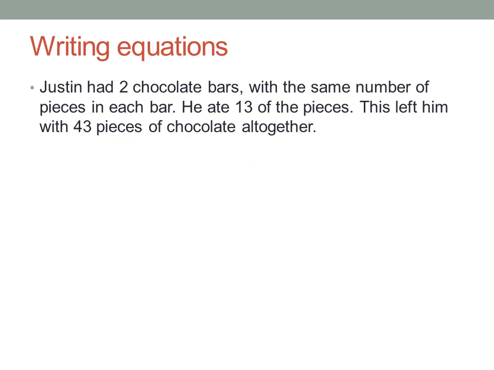Another one. Justin had 2 chocolate bars with the same number of pieces in each bar. He ate 13 of the pieces. This left him with 43 pieces of chocolate altogether. 2 chocolate bars minus the 13 pieces he ate, leaving 43 pieces. And again, because it's easier than drawing little chocolate bars, you could just use a letter like C to represent the number of pieces in each chocolate bar. Can you work out how many pieces C is? Can you solve this equation for C?